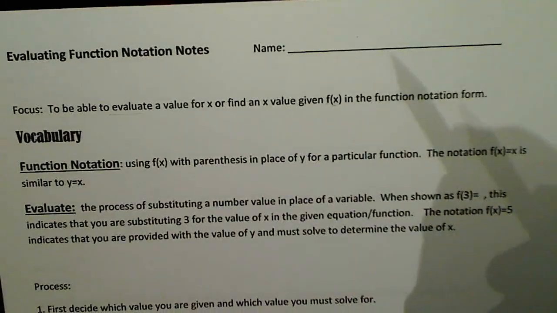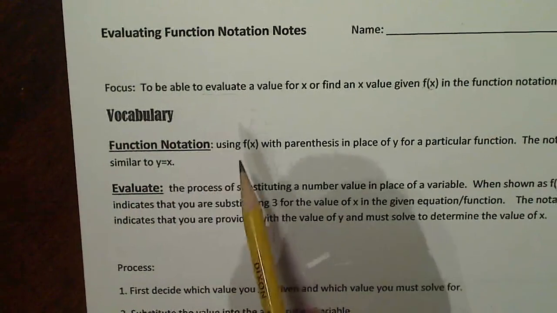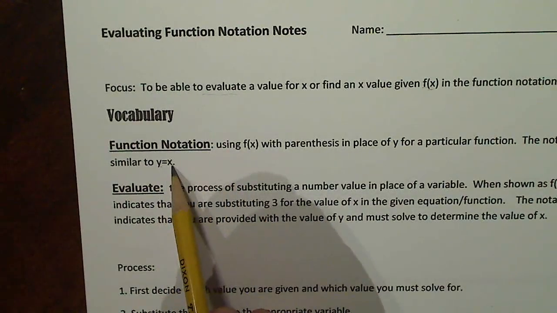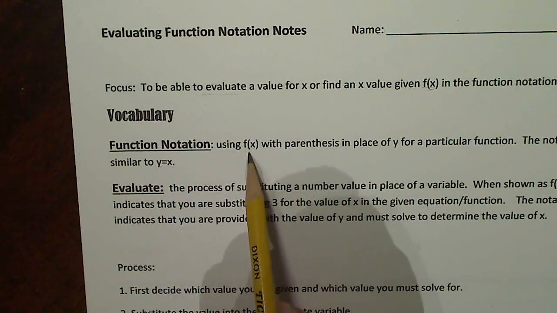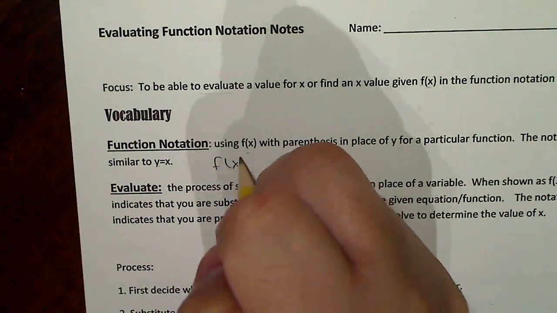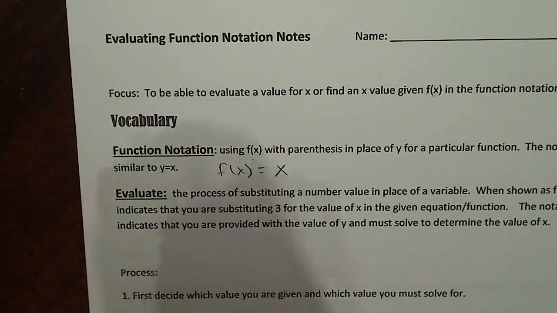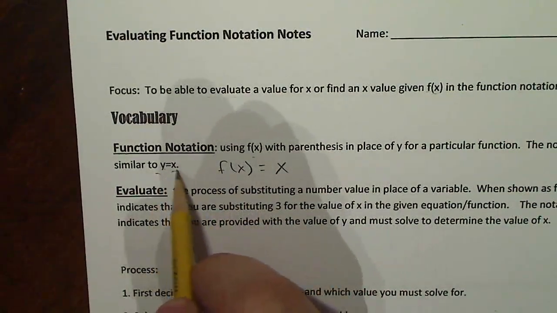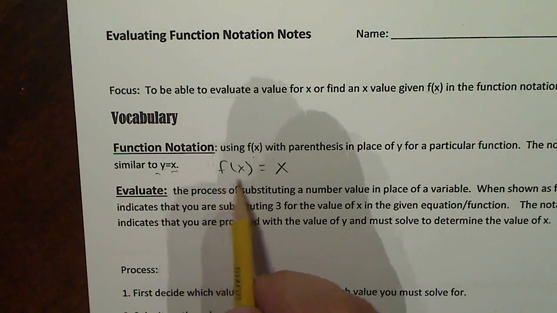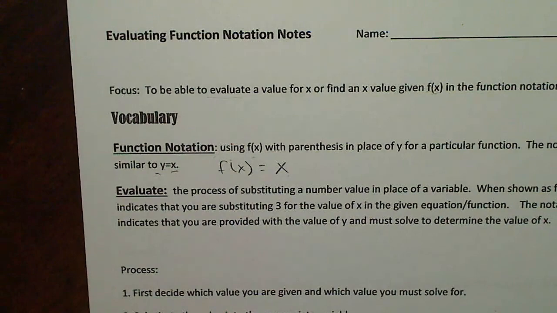So what I want you to understand is function notation. Instead of writing y equals x, we're going to be writing f of x is equal to x. I know that looks a little weird, but I want you to get the idea that this is y equals x, except instead of writing y, we are writing f of x instead.